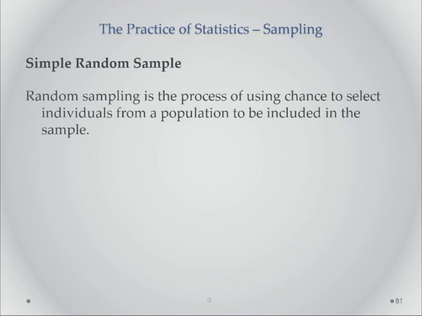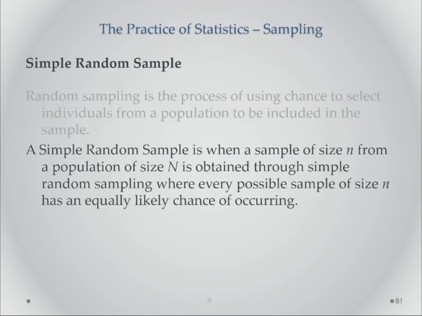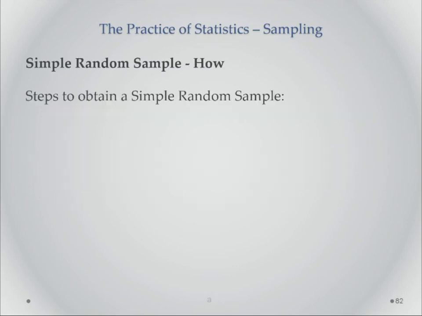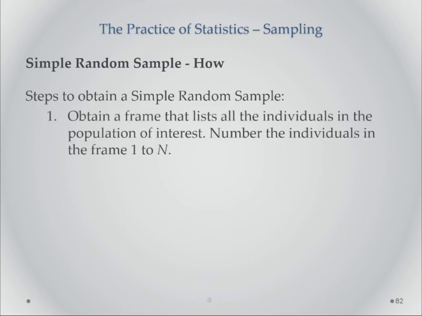Well, it's chance. So we need some sort of random chance to do that. Technically, a random sample is when a sample of size n from a population of uppercase N is obtained through simple random sampling, where every possible sample of size n has an equal chance of occurring. There are some steps that we want to take to ensure that everybody has that equal opportunity.